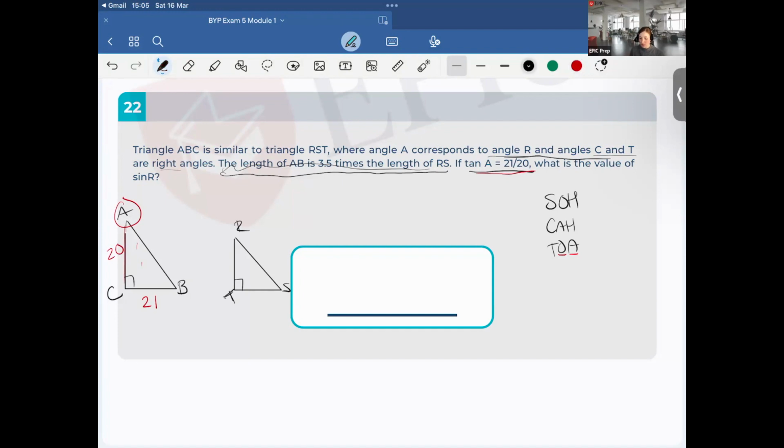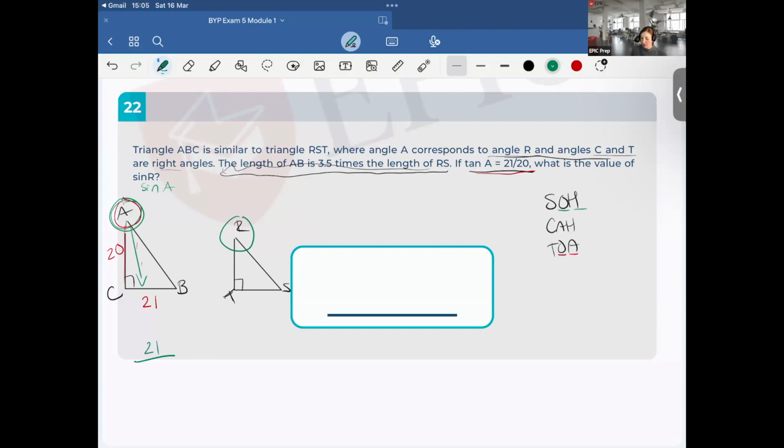Okay, and they asked me, what is the value of sine of R? So sine of R will have the exact same value as sine of A, okay? Because the sines are proportional, so they will reduce to the same. So therefore, I'm really looking for sine of A. So sine of A and sine of R are the same. Okay, so sine, that would be opposite over hypotenuse, so that would be 21.